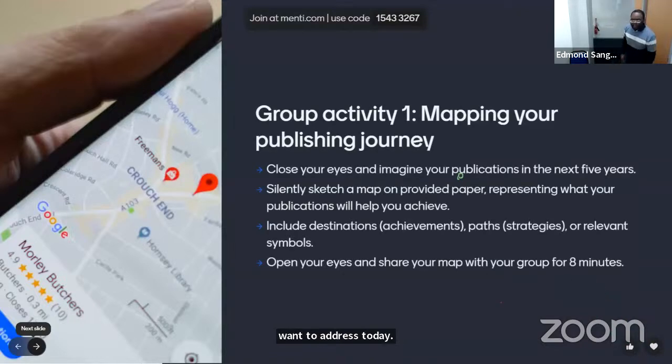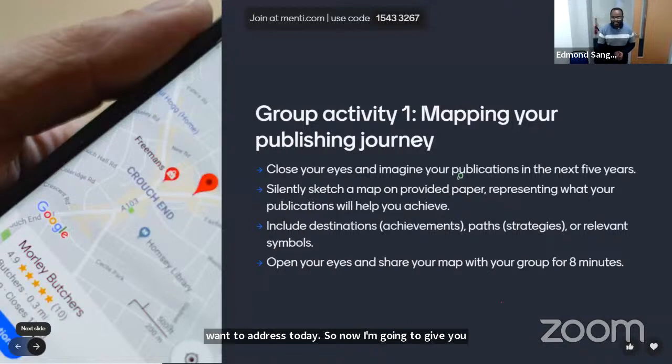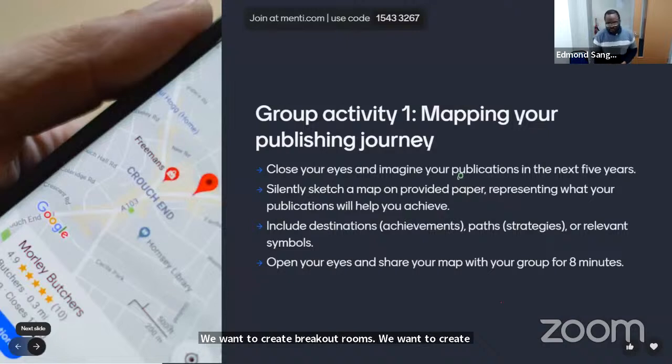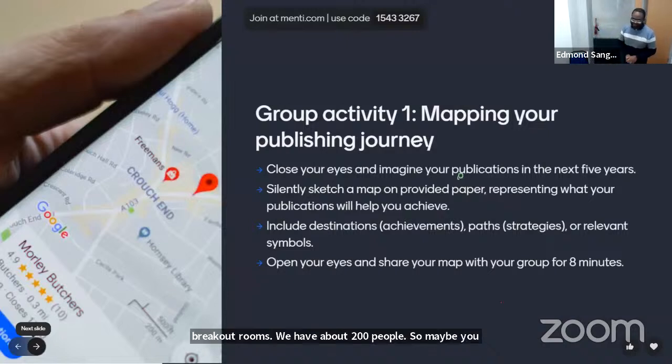So now I'm going to give you 10 minutes. I hope Esther and all the other staff can help me. We want to create breakout rooms. We have about 200 people, so maybe you need at least 10 people per group.